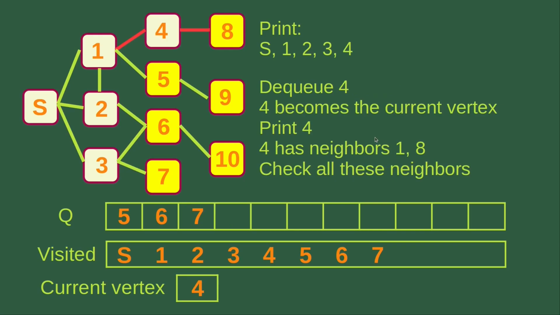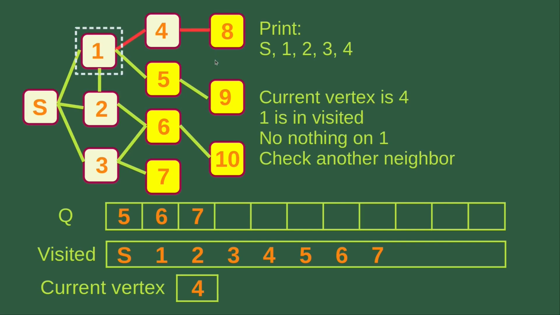Now we dequeue the queue to get 4. Okay. And 4 becomes the current vertex to handle. So we print out 4 as the next vertex to traverse. And we can see that number 4 has neighbors 1 and 8. So we are going to check all these neighbors of 4.